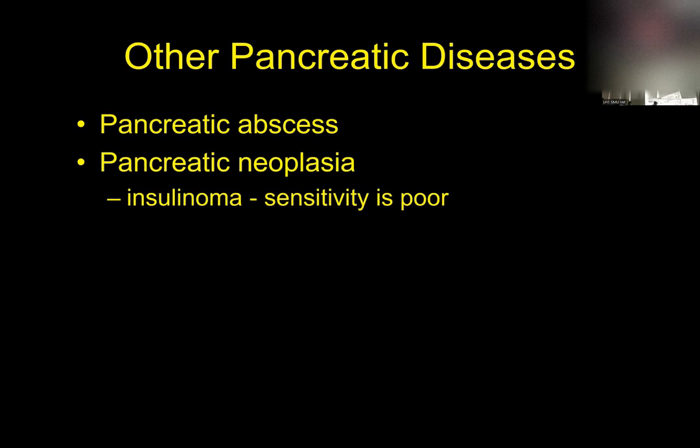Pancreatic neoplasia, the most common one that you're going to see is going to be an insulinoma. An insulinoma is very small, usually the size of a green pea, so 2 to 3 millimeters in diameter, sometimes really small. Because of that, ultrasound is a really poor way in general to diagnose insulinomas or try to find them. The sensitivity of ultrasound to find insulinomas is very poor. If you do a CT exam and give contrast to the animal, that's probably the best way to find insulinomas. On the other hand, sometimes that doesn't work very well either. They're really hard to diagnose.